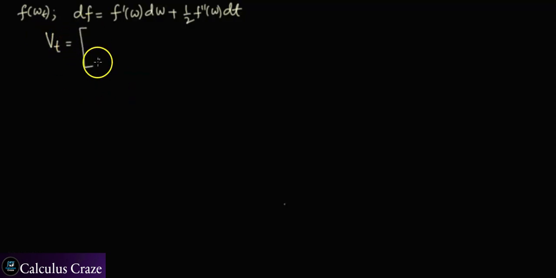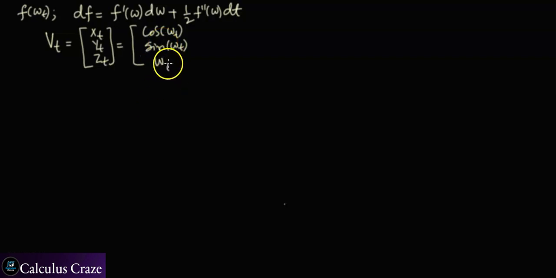Now, suppose we have a column vector v of t that is defined by v_t to be x_t, y_t and z_t, and it is further defined as, so x_t is given by cos W_t, and y_t is given by sine W_t, and z_t is given by just W_t. So only Brownian motion, right?